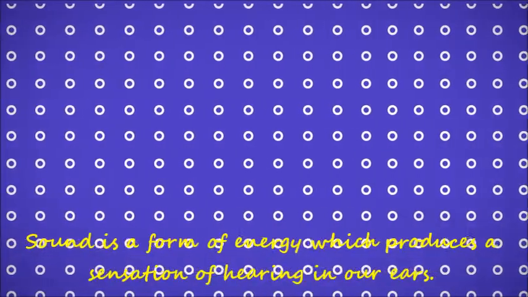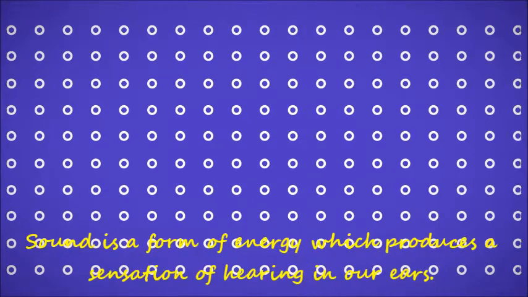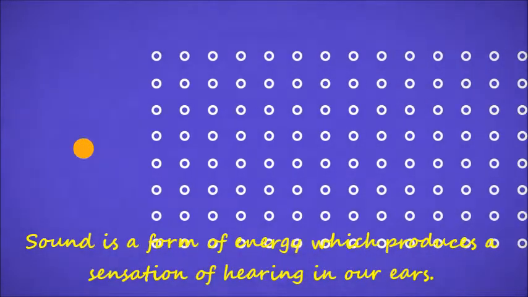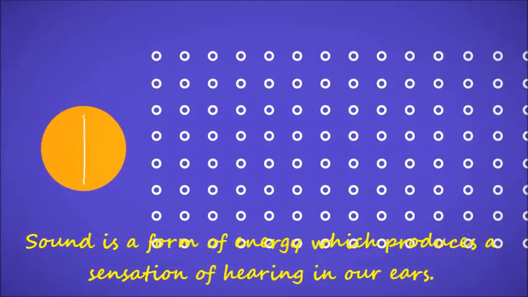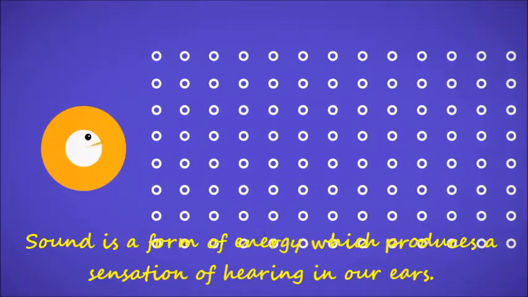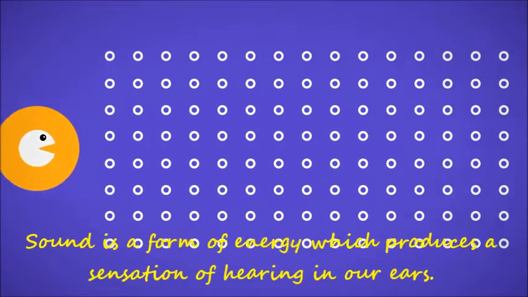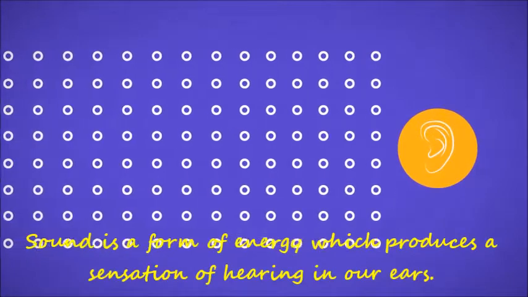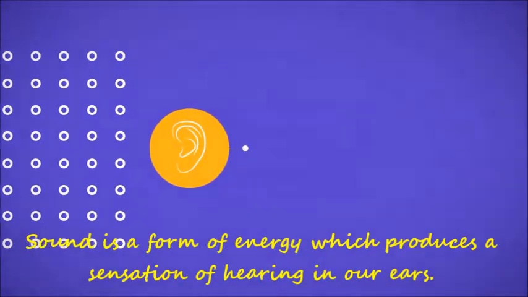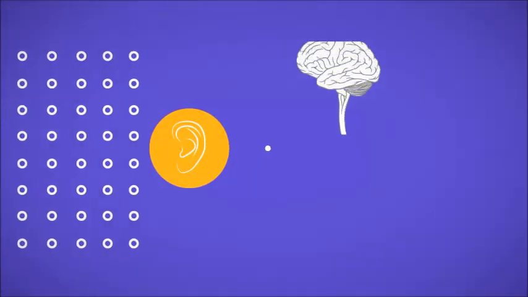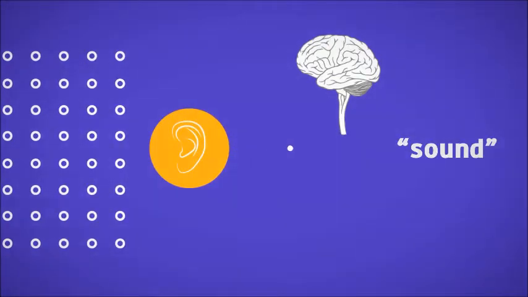of pressure traveling through a medium. These waves of pressure can be produced by any vibrating object, like strings of a guitar, drums, or our own vocal cords. When these vibrations hit our ears, specific nerve cells are stimulated to fire electrical signals up to our brain, which then interprets it as sound.